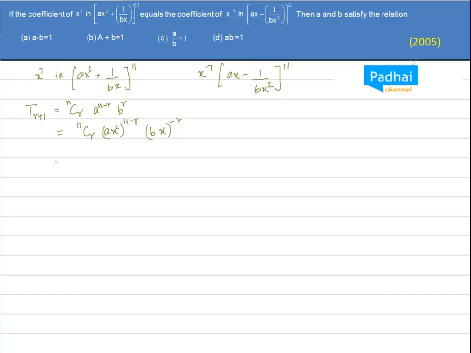Okay, and we need to find the coefficient of x raised to power 7. So that means we'll have to add the powers of x to get 7. So that will become what? x square raised to power 11 minus r is nothing but x raised to power 22 minus 2r. So the net power of x becomes 22 minus 2r minus r.